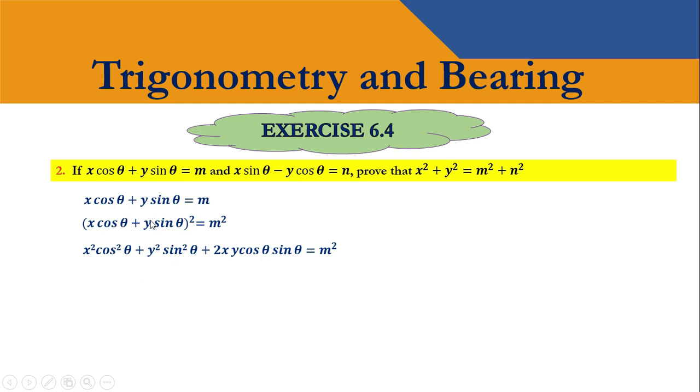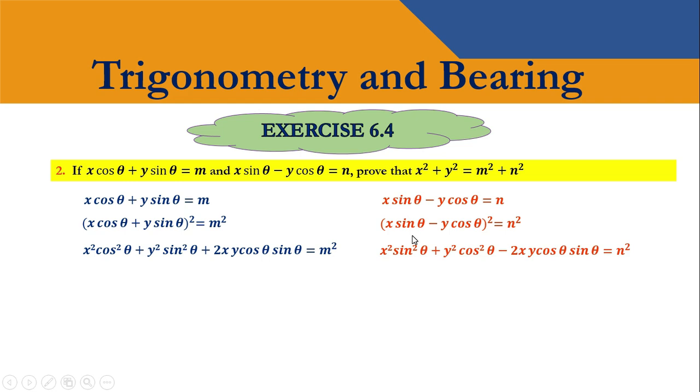Now do the similar thing with equation number 2. This is x sin theta minus y cos theta equals n. Taking the square of this equation on both sides and expanding the a minus b whole square, we get this expression. Now we have two equations. We will add these two equations together and we will get the x square plus y square expression, which equals m square plus n square.